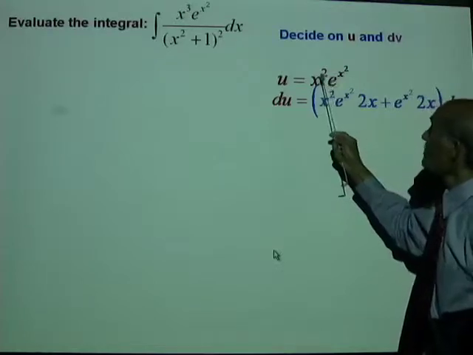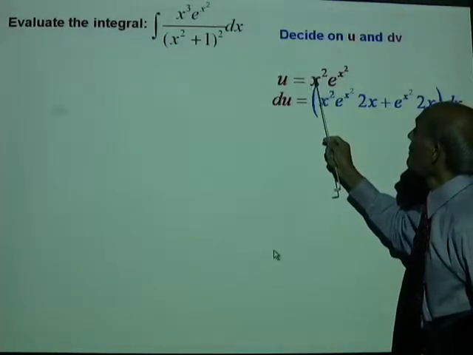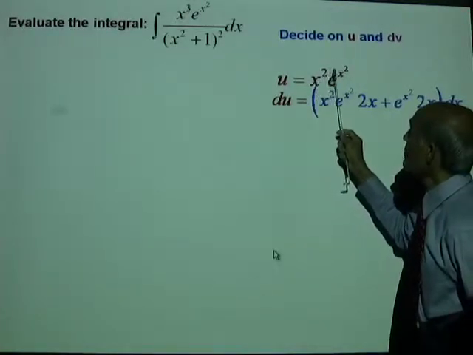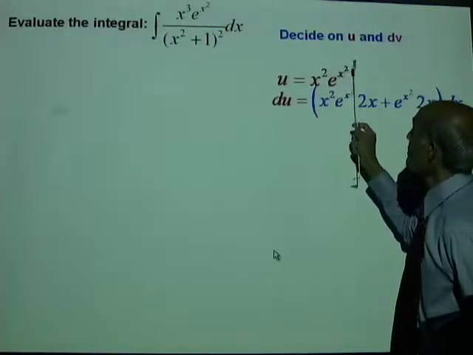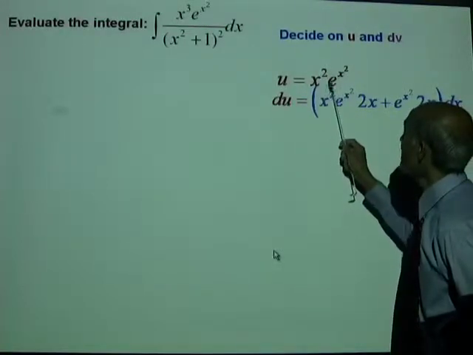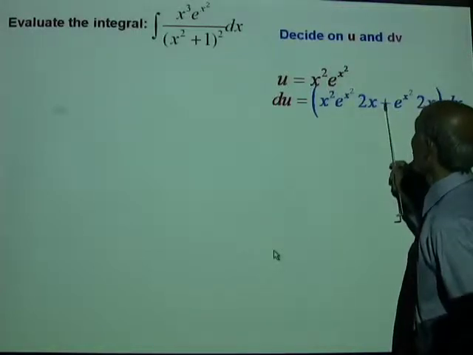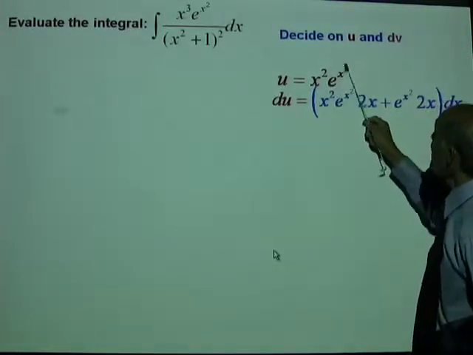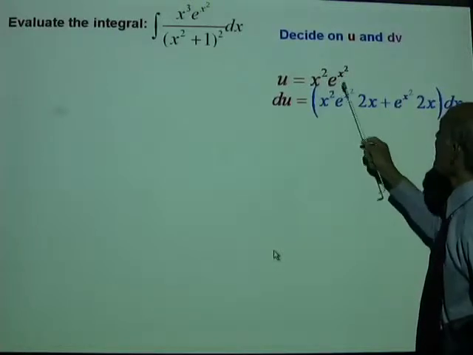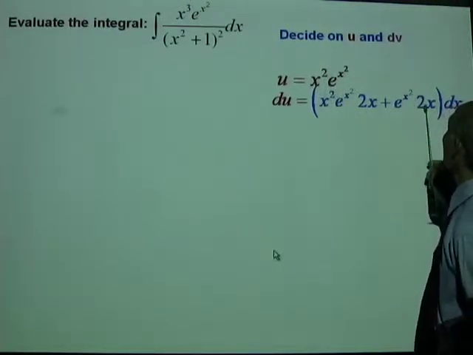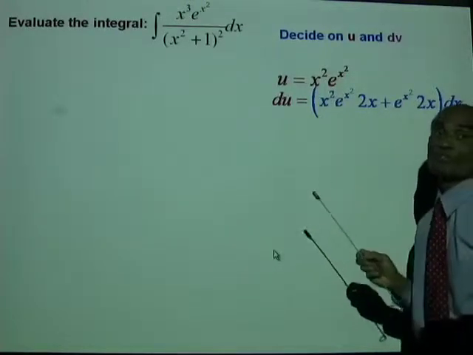So we are using the product rule there. To find the derivative of x squared times e to the power of x squared, it is x squared times the derivative of e to the power of x squared, plus e to the power of x squared times the derivative of x squared, which is 2x. I hope you understood this.